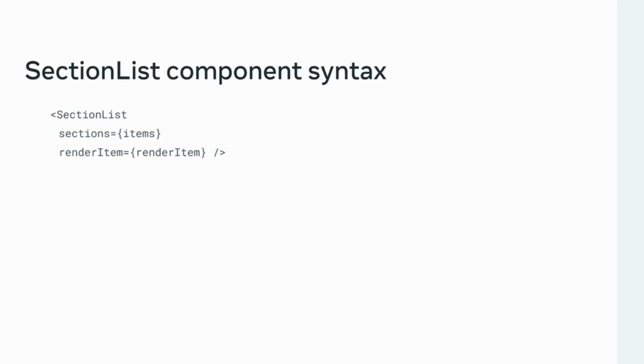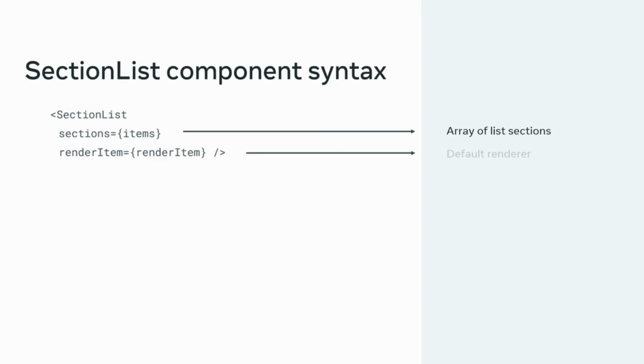Now, let's examine the syntax for the section list component that you'll use in your app. Notice that the two required props this time are sections and render item. Sections refer to the array of available sections and contains the actual data to render. It is comparable to the data prop in the FlatList component. Render item is a method which acts as the default renderer for every item in each section.